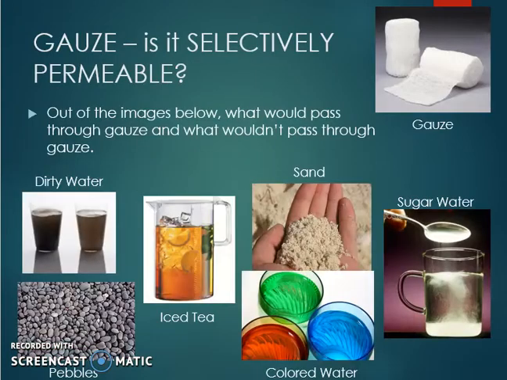So, gauze, the stuff that your dentist may put in a tooth area after it got pulled out, or the stuff that your doctor or your parents may use to wrap a big gash in your leg if you scraped your knee or elbow before. Is it selectively permeable? Look at the list of items on the bottom of the slide. You've got dirty water, pebbles, iced tea, colored water, sand, and sugar.